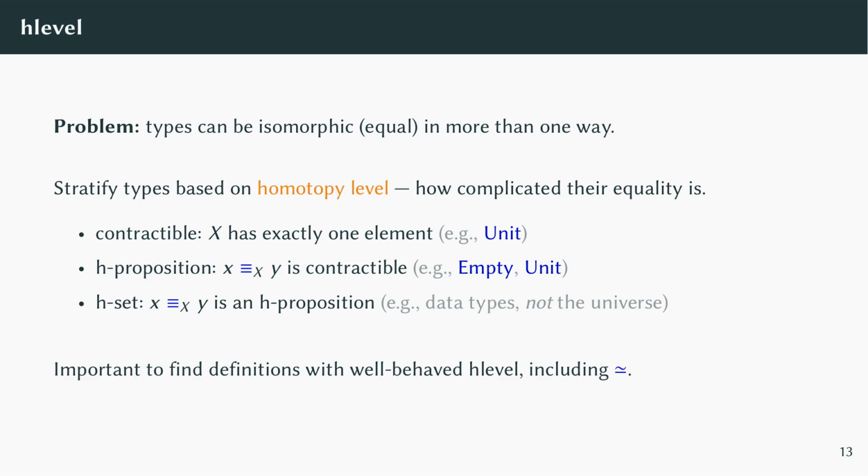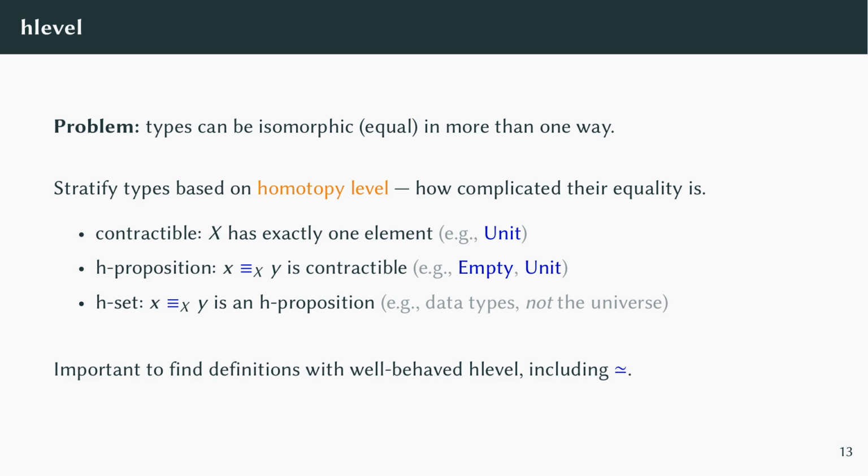When we use univalence, it's useful to stratify types based on how complicated their equality relation is, or how many times you have to iterate equality before it becomes trivial. We say a type is contractible if it has exactly one element. A type is an H-proposition, like empty or unit, if its path types are contractible. Most of the types you know are H-sets, because their path types are H-props. Any two elements are either not equal or equal in a unique way. But remember, the universe is not an H-set.